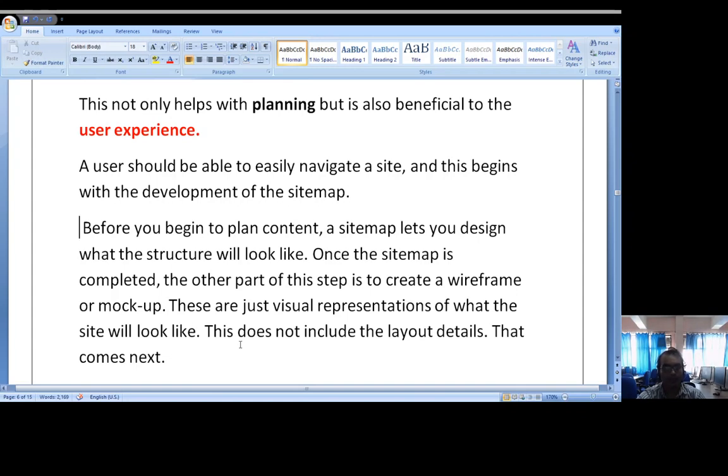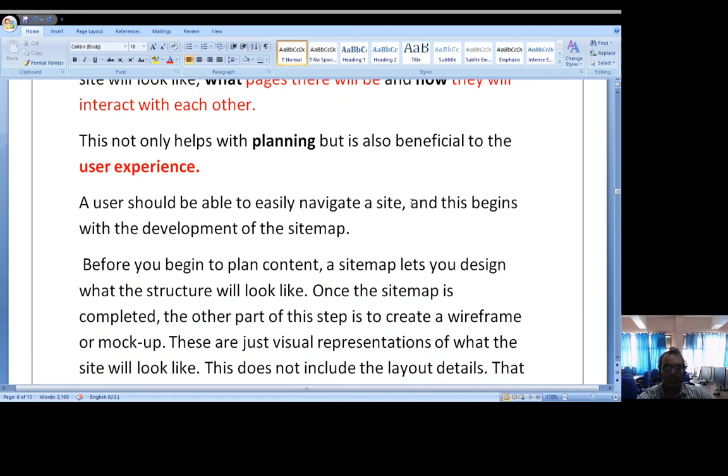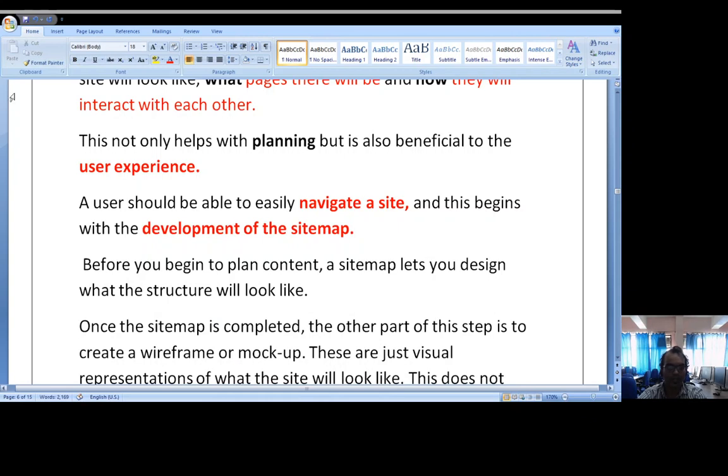Okay. So we came across that the sitemap is all about what and how the interaction will be done, and one more thing, how our user will navigate there. Whenever navigation and user experience are taken into account, development of the site must always come to the drawing board. How the sitemap should be, how we are going to plan our content within the sitemap, needs to be taken care of.